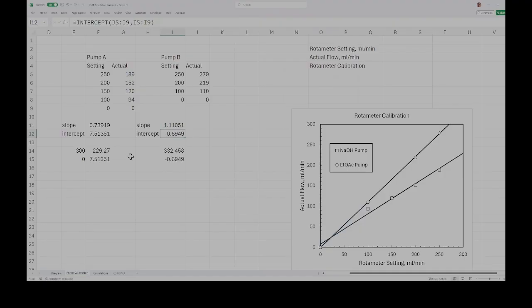Meaning that if we're reading 100 on pump A, we're actually going to calculate the true flow rate being approximately 94 milliliters per minute. So in your calculations, you'll record these values off the rotometer, but you're going to have to calculate what the true flow rates are. And this will allow you to do more accurate calculations when you calibrate the flow meters.